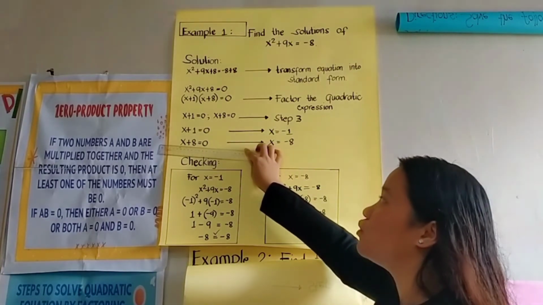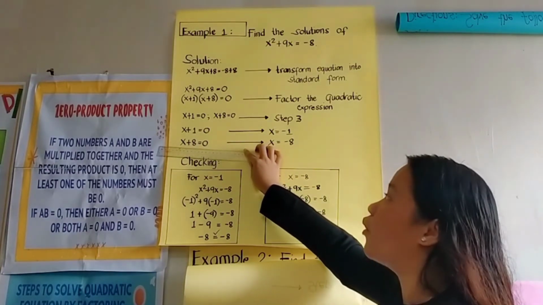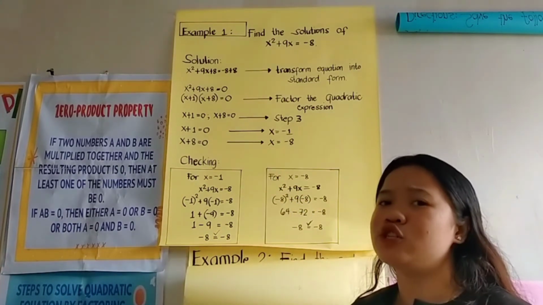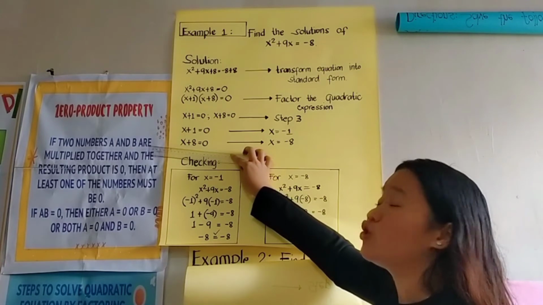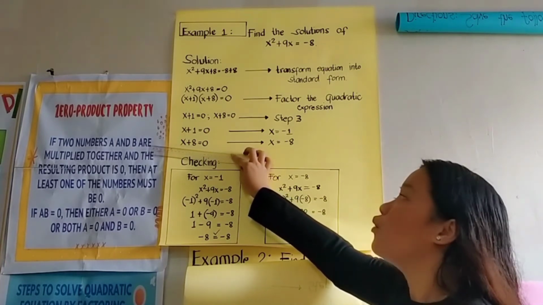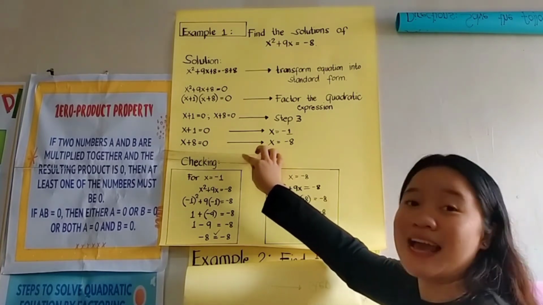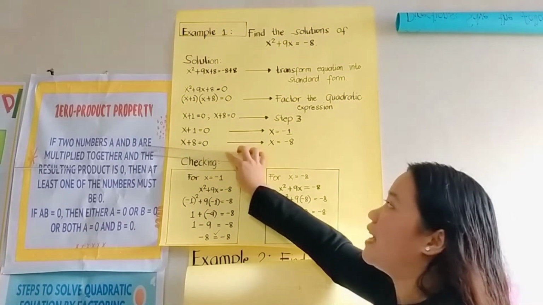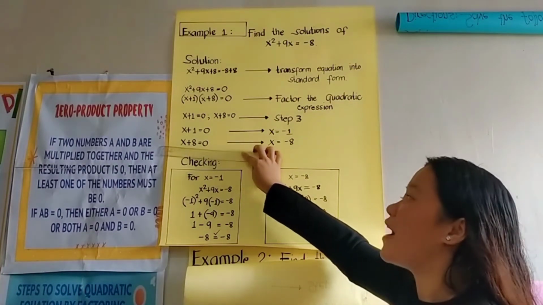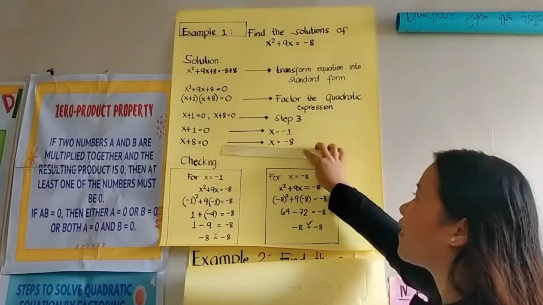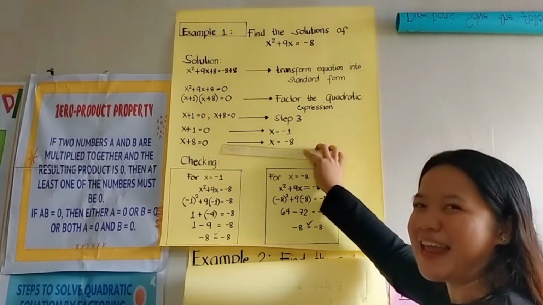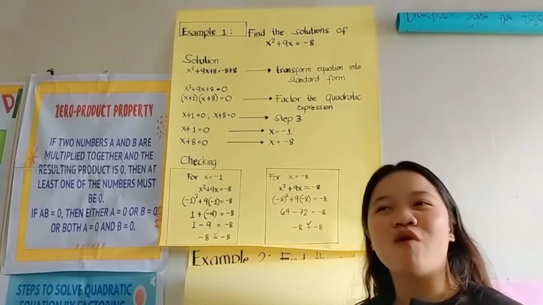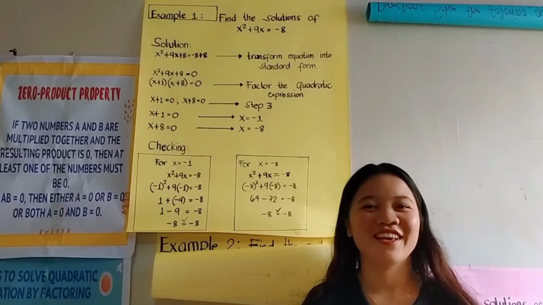And the same goes for the second factor. We have x plus 8. What number should be added for 8 to be 0? We can add negative 8 to both sides. So x plus 8 minus 8 equals 0 minus 8. We have x equals negative 8. You're correct. Thank you so much for your participation.